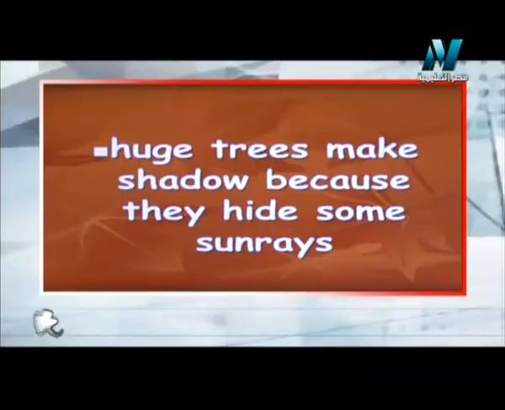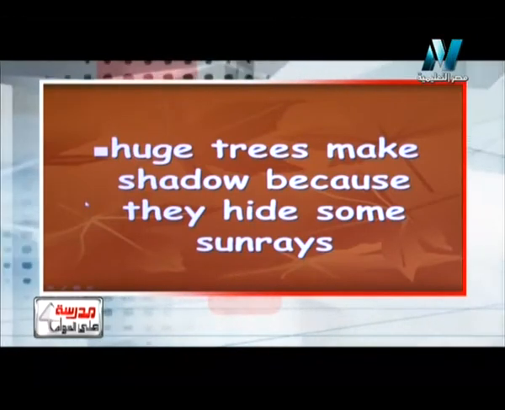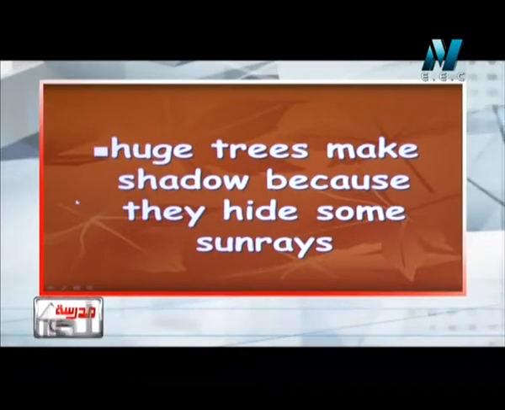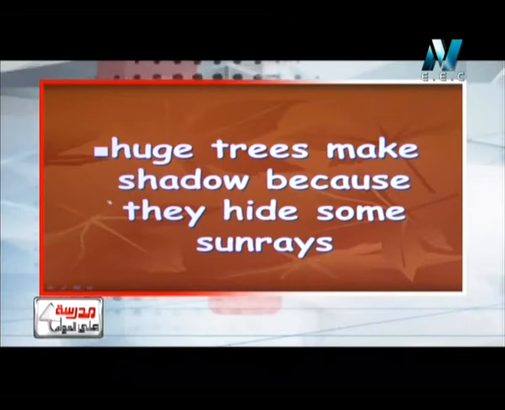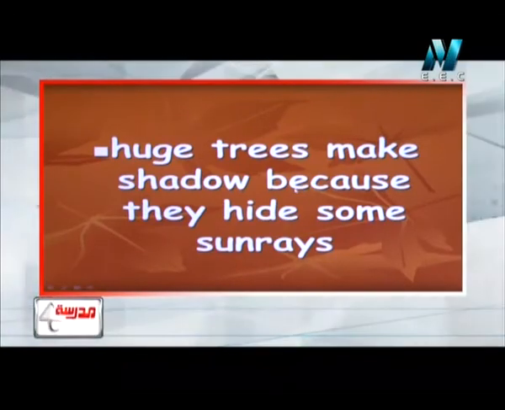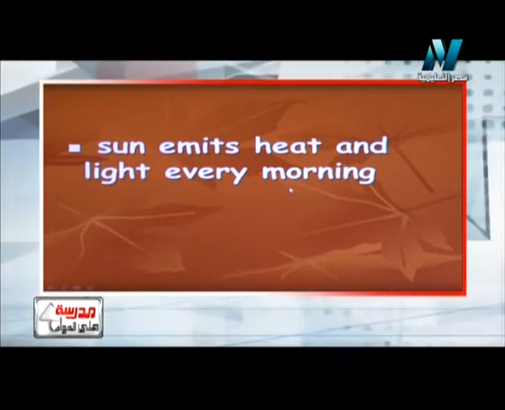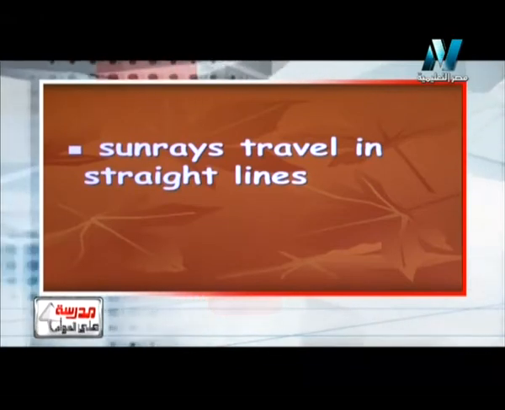So now we know that huge trees make shadow because they hide some sun rays. So again, why does shadow occur? Because some huge trees, for example, or some opaque materials can hide some sun rays or can hide the sunlight. Also, we know that the sun emits heat and light every morning. Okay, sun rays travel in straight lines. Again, we have studied in primary 5 that sun rays travel in a straight line.